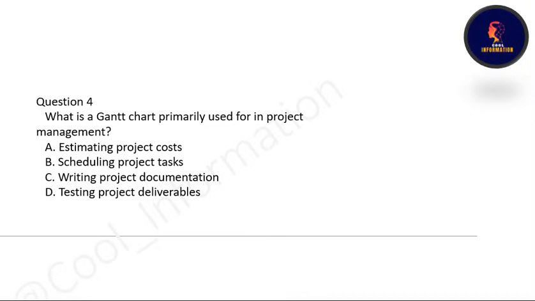Next question is, what is the Gantt chart primarily used for in project management? Is it for estimating project cost, scheduling project tasks, writing project documentation, or testing project deliverables? Correct option is option number B. Scheduling project task is the primarily used. So Gantt chart is primarily used for scheduling project task. Option B is correct here.